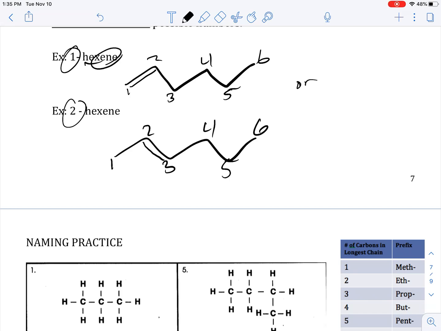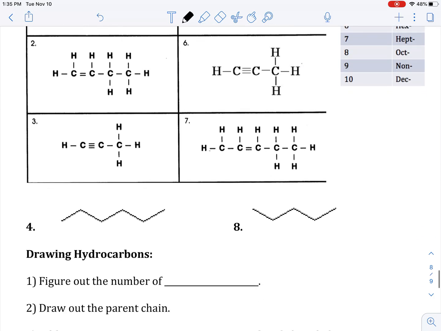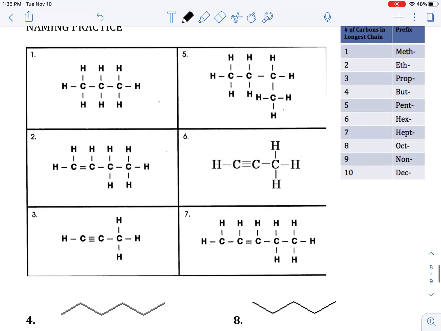You could also draw it the opposite direction. So 1, 2, 3, 4, 5, 6. And that would be the same compound, because the double bond is in the same spot. It's just flip-flopped. So what I want you to do is just try naming a few of these. Pause the video and we'll go over them.